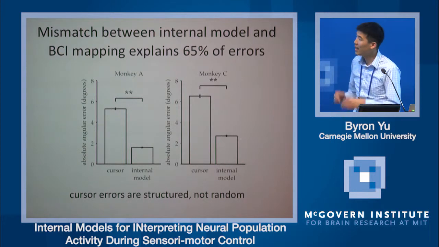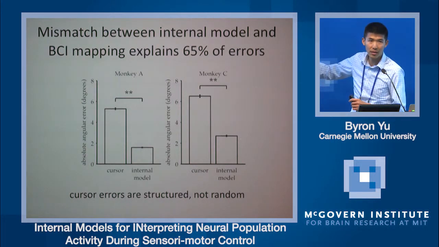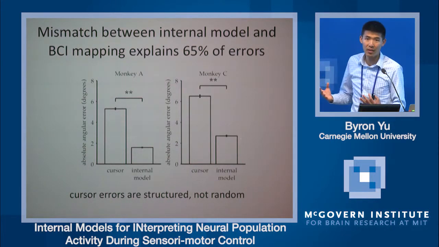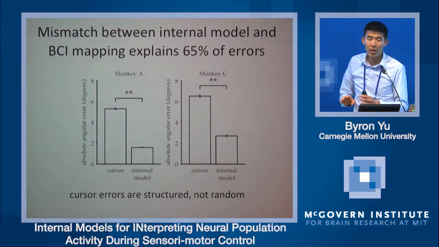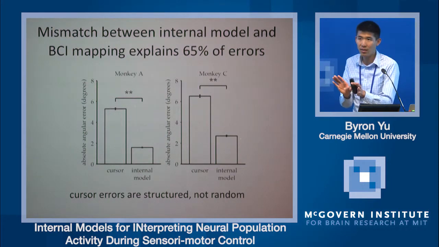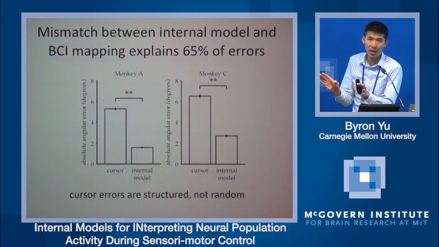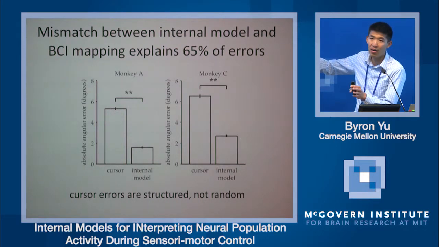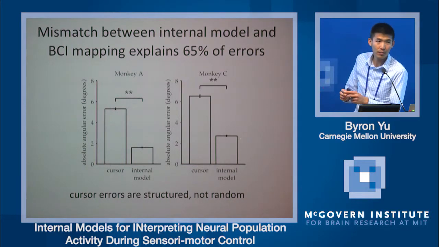Okay, so this is the key result, and the main message here is that when there's a mismatch between the animal's internal model and what is actually going on in the outside world, you can get errors from that. And in this particular task, we can account for a large percentage of the errors by accounting for this mismatch.